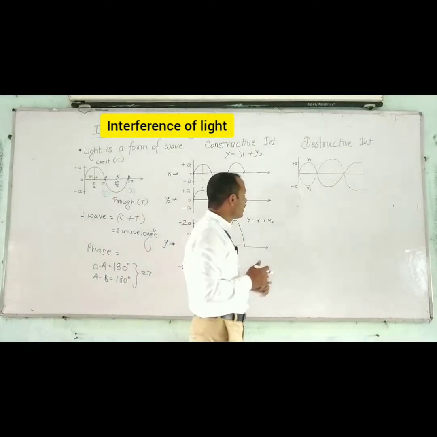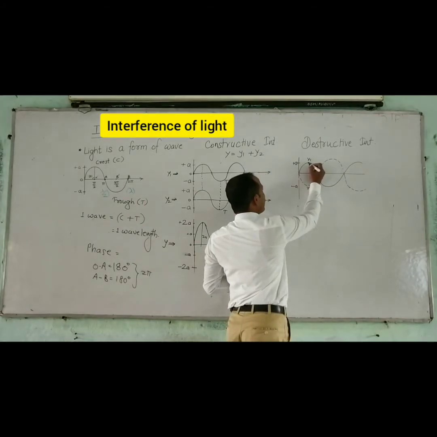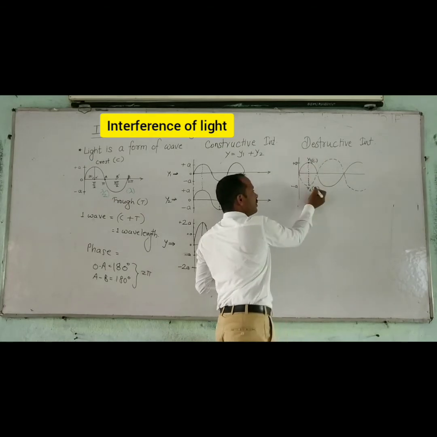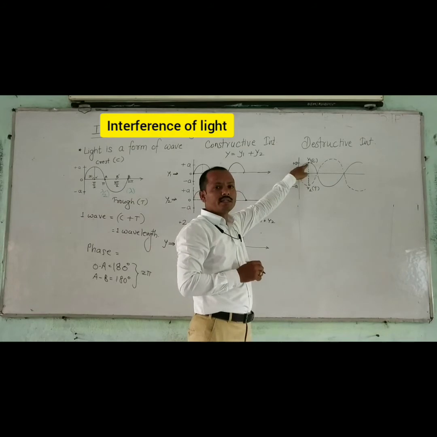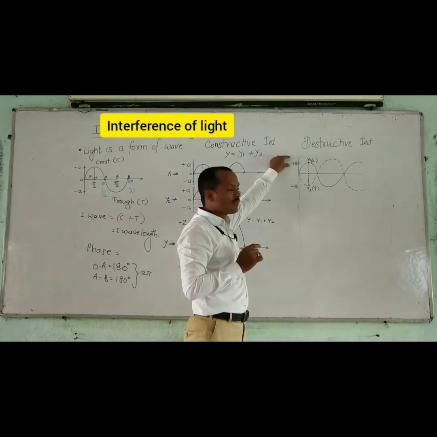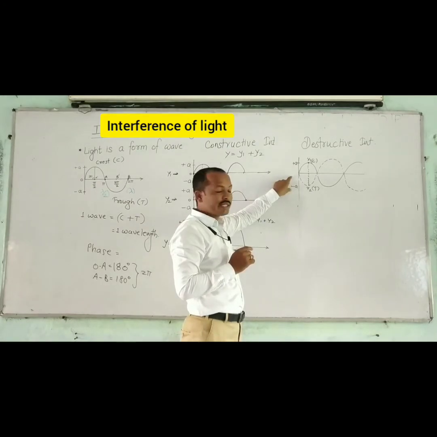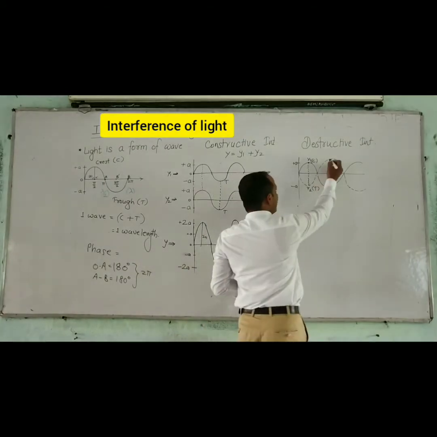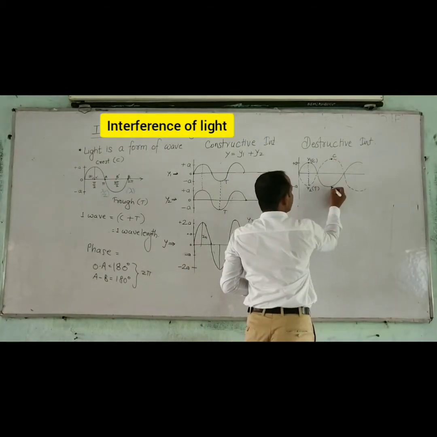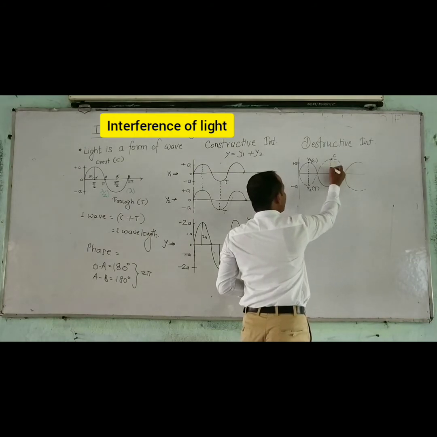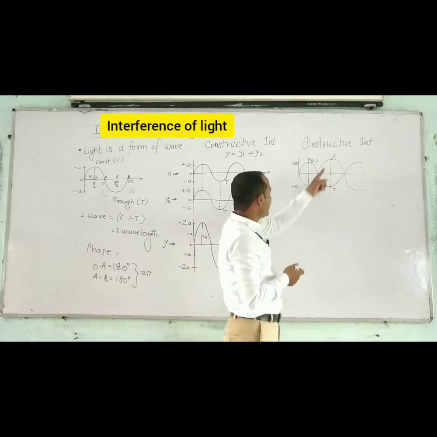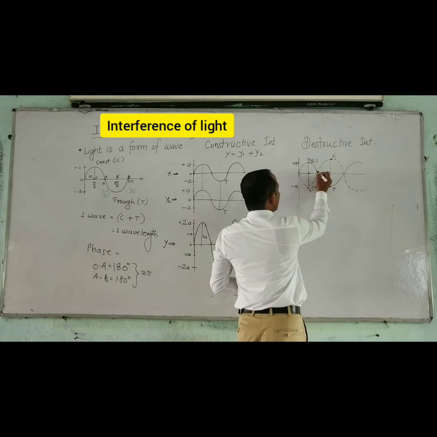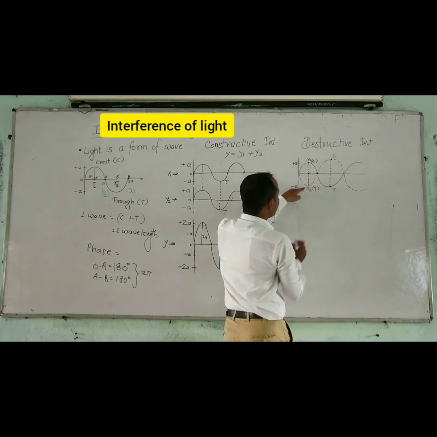Okay, and another example in which the crest of the one wave coincides on trough of the other. This is the crest given with amplitude plus a. This is trough given with amplitude minus a. Plus a minus a we get 0. And here also this is the crest, this one is the trough, both coincide on each other. Therefore the crest is plus a plus minus a we get 0. Therefore the total amplitude is 0.